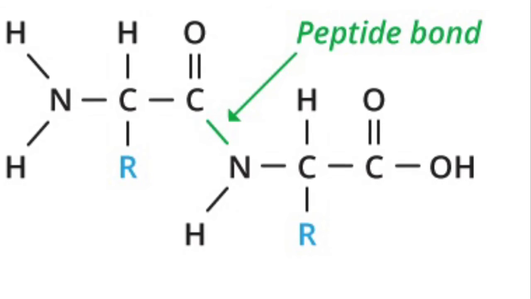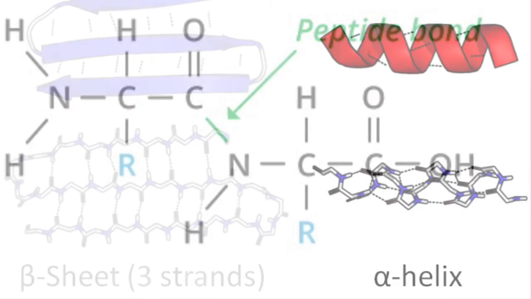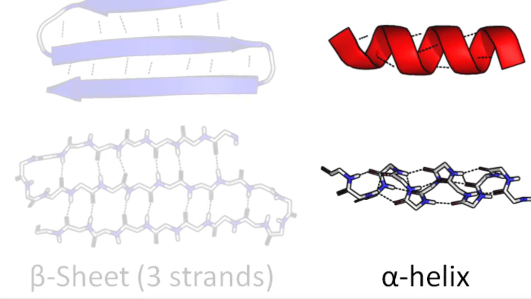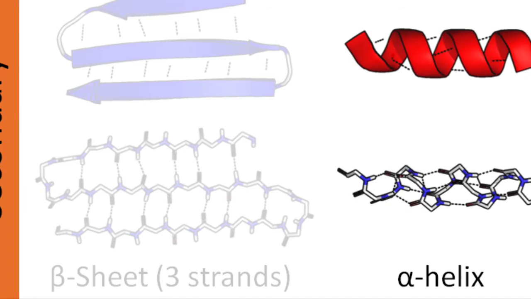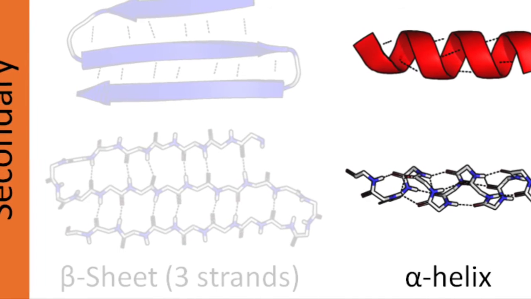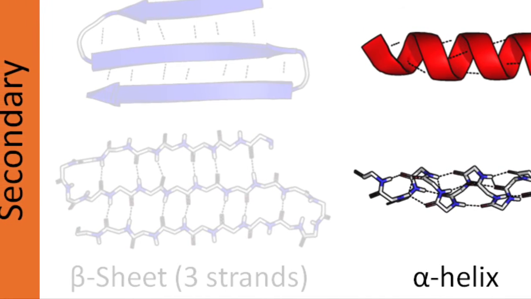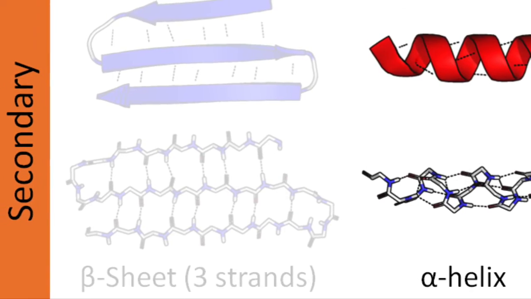Next up, we have the secondary protein, which is when the primary structure twists or folds itself into a 3D shape. An example of this is an alpha helix and a beta sheet. They are both maintained by weak hydrogen bonds.